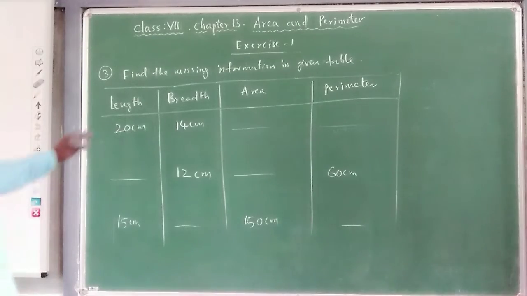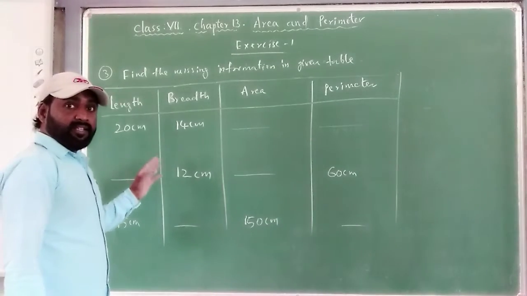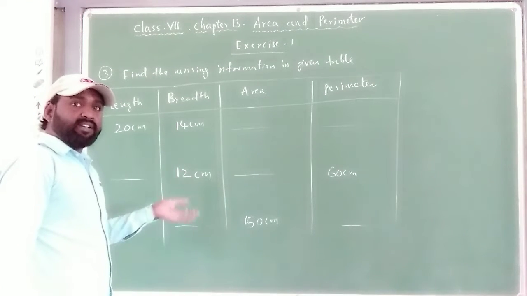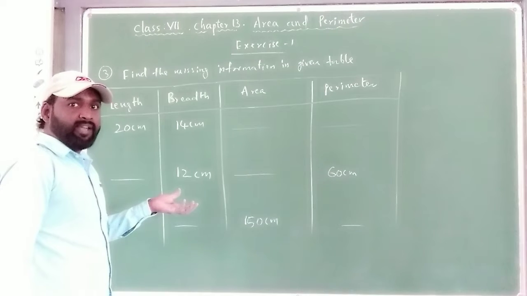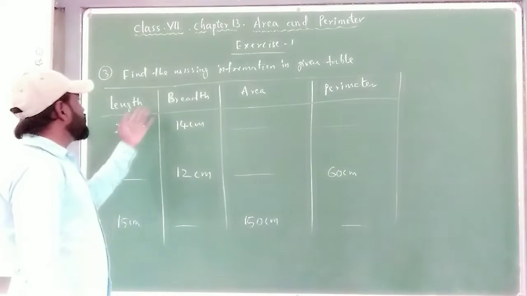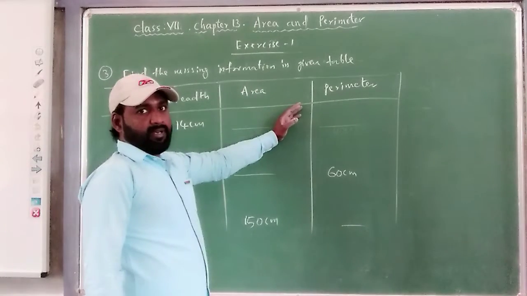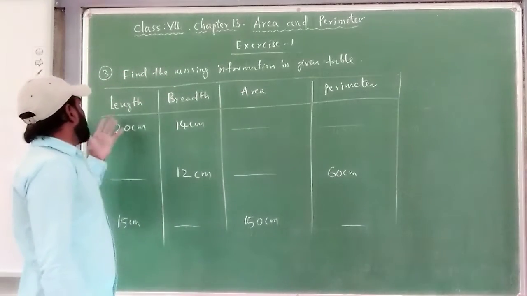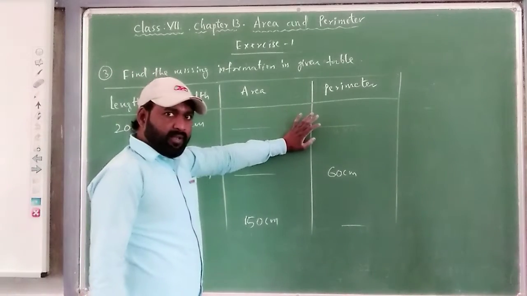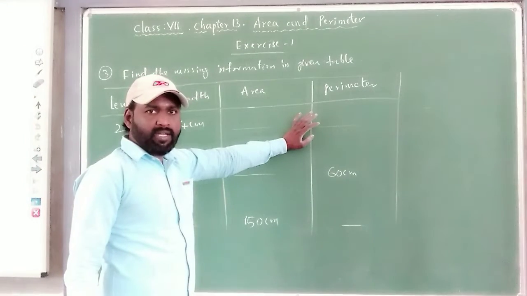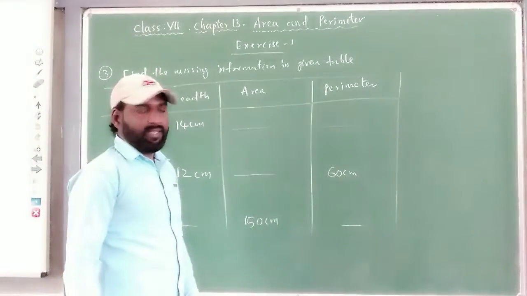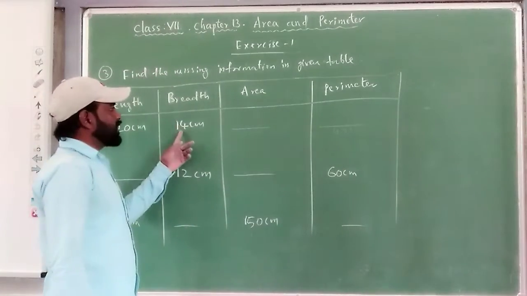See question number 3. One more table is given. Here, this table is related to the rectangle. In the previous question, we calculated the square measures, right? In this, length, breadth, area and perimeter are given. In the first line, length and breadth are given, but area and perimeter are missing. Length and breadth are the measures of the rectangle. So area of rectangle formula is length into breadth. Length is 20 cm, breadth is 14 cm.